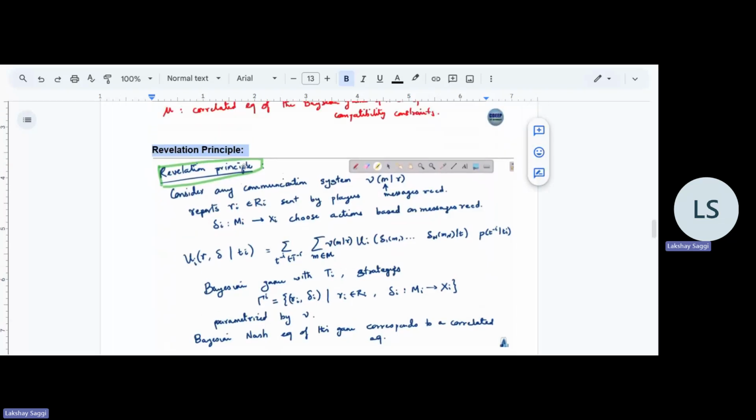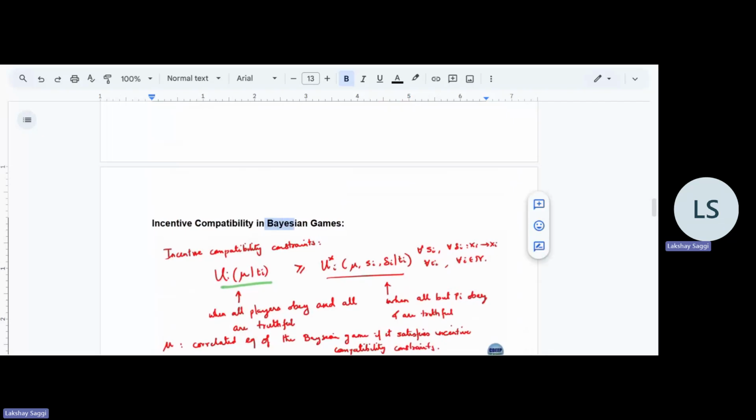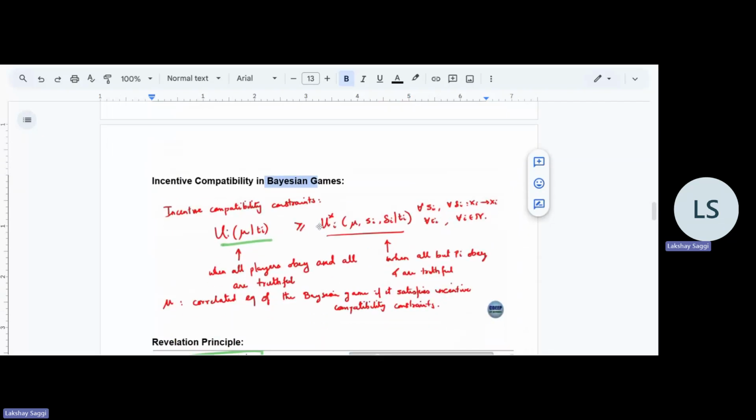So here we just talked about communication in Bayesian games, between the mediator and the players. The communication was first that the player talked about his or her type, and then the mediator came up with a plan. Then it was the players' turn to actually follow the plan or not.